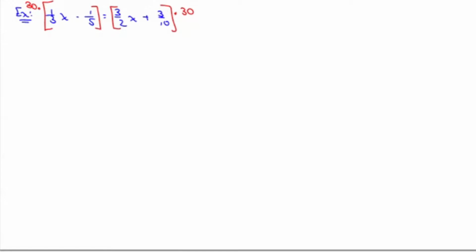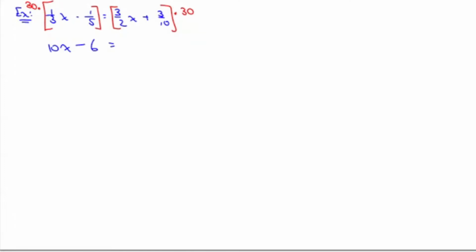All right, so what's 30 times 1/3 x? 10x. Basically, it works this way. 3 goes into 30. 10 times 1 is 10. So you get 10x. Minus, what's 30 times 1/5? 6. 5 goes into 30. 6 times 1 is 6.